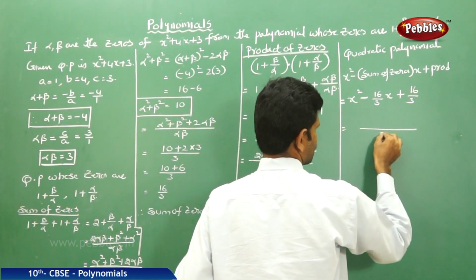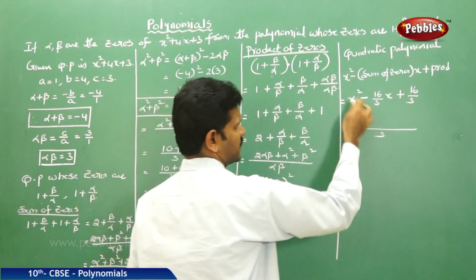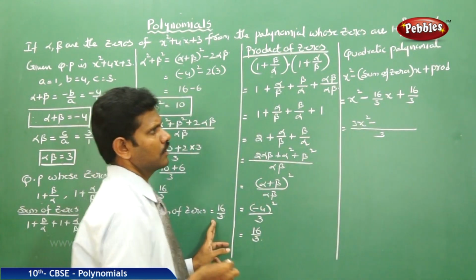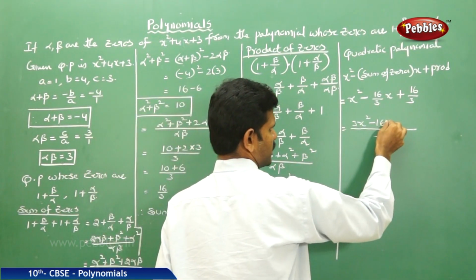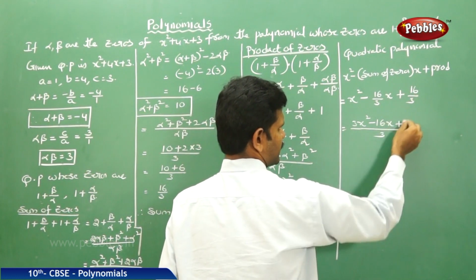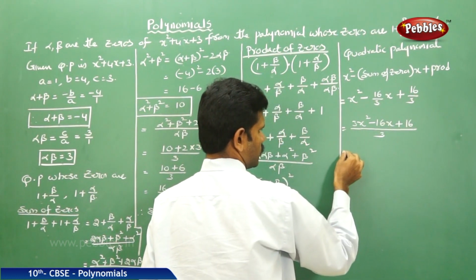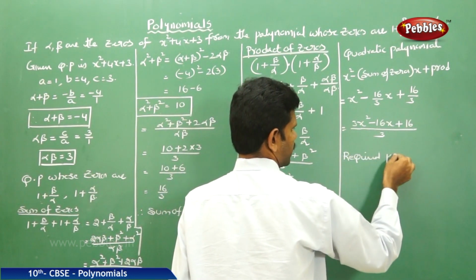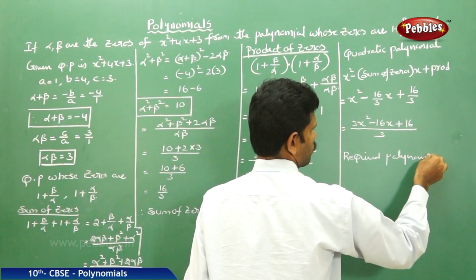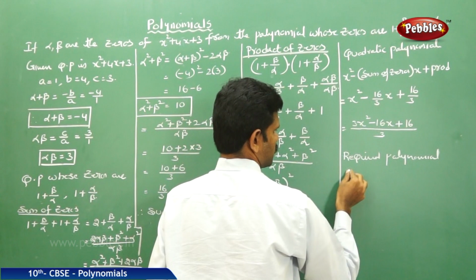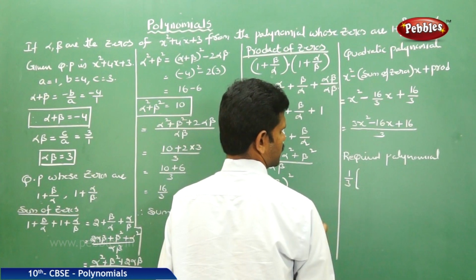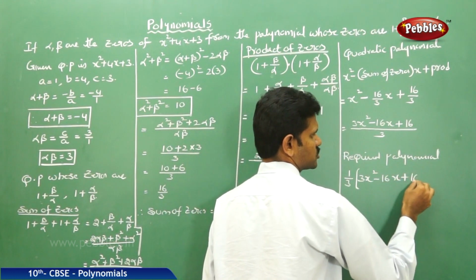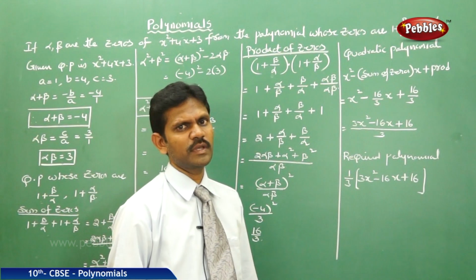Now write the LCM, 3 is the LCM. Now 3 times x square is 3x square, minus 3 gets cancelled, that is 16x, again 3 gets cancelled, that is 16. Therefore the required polynomial is, take 1 by 3 common, 1 by 3 times 3x square minus 16x plus 16 is the required polynomial.